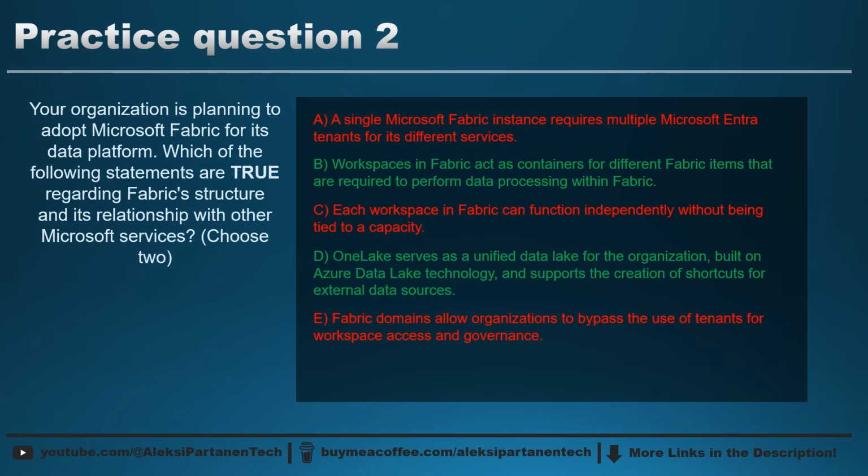Then we have our incorrect answers. A is incorrect since Fabric requires only one Microsoft Entra tenant to function. C is also incorrect since every workspace has to be attached to a capacity. Lastly, E is incorrect since domains don't allow bypassing the use of tenants for Fabric management, and a tenant is always required. And that is all for this video.